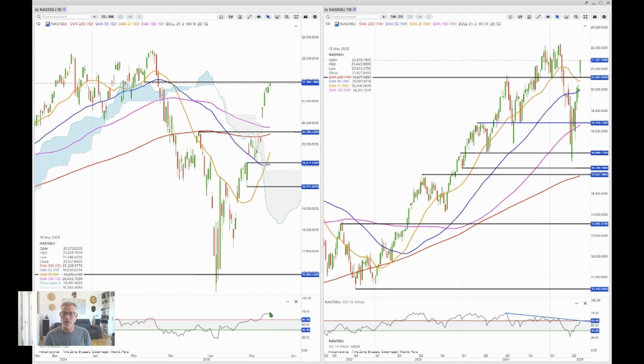There's no divergence, meaning this peak here on RSI also is a peak on the actual price graph. So there is no divergence, meaning they match. So what we could expect is higher levels.